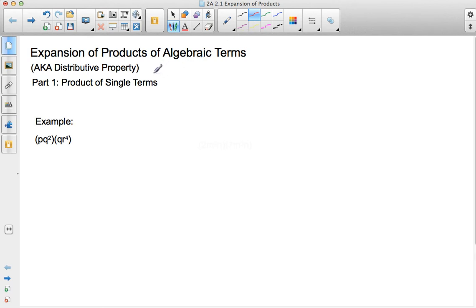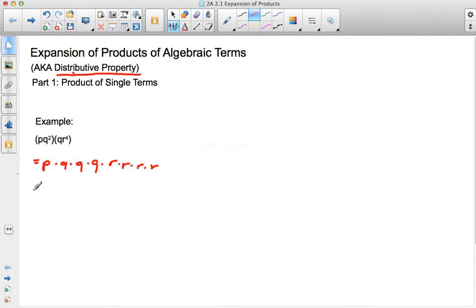Today we're going to be talking about the expansion of product of algebraic terms, also known as the distributive property. First thing we're going to do though is start with a product of single terms, and that's when you have these two single terms stuck together, so you have pq squared times qr to the fourth. So that means we have p times q times q times q times r times r times r times r.